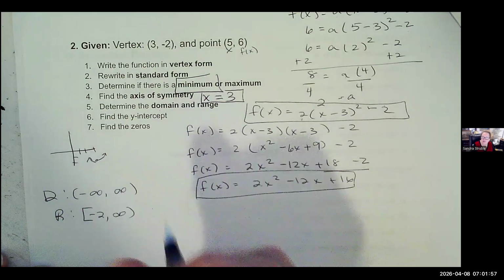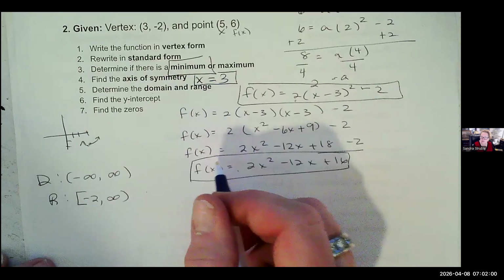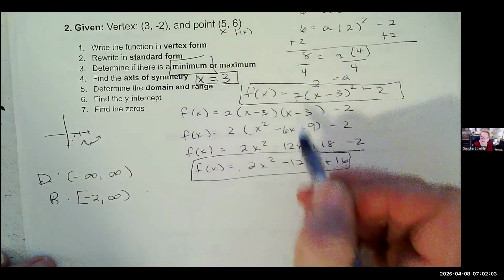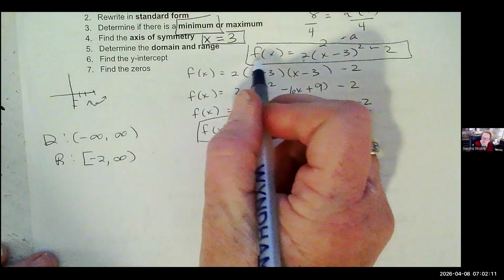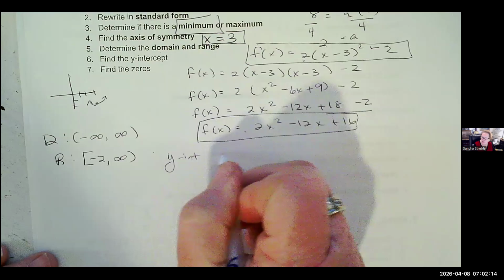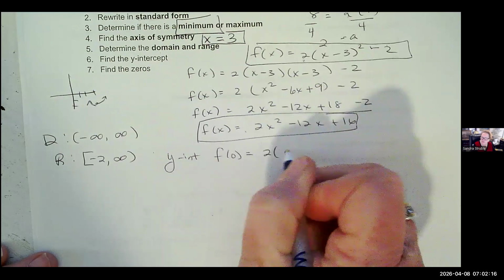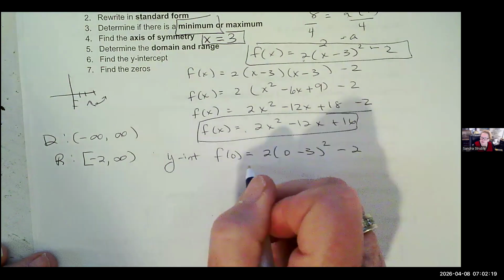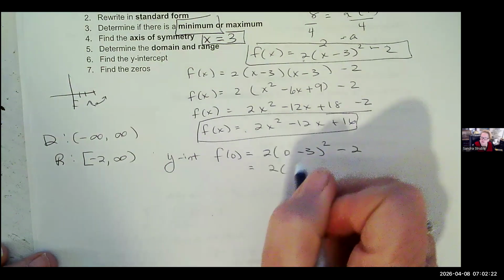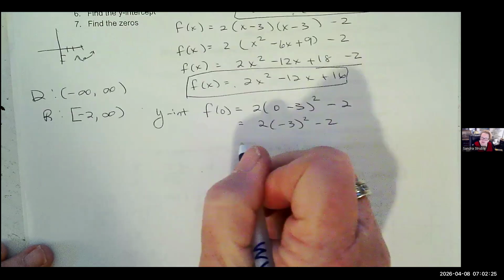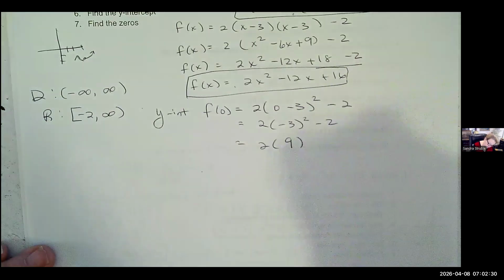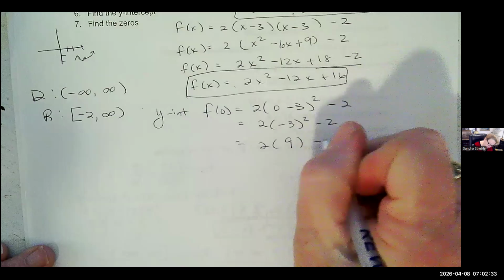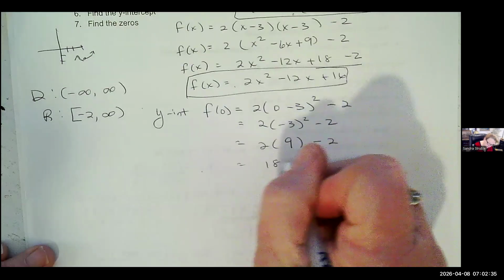Y-intercepts. Okay, this we're going to have to either use one of these 2 forms. I'm going to go with my first one because what if I made mistakes here? Again, CYA. So I need to put f of 0, the y-intercept is where f of 0, 2 times 0 minus 3 squared, minus 2. 2 times -3 squared minus 2. -3 squared is 9. Be careful putting this in your calculator. If you just put -3 squared, it's going to give you -9, and that will be wrong. 2 times 9 is 18, minus 2 is 16. So my y-intercept is 0, 16.